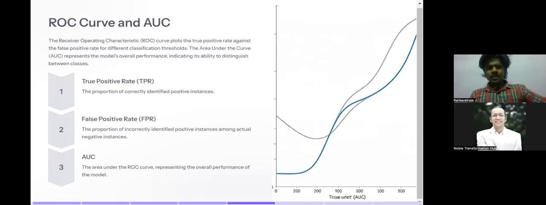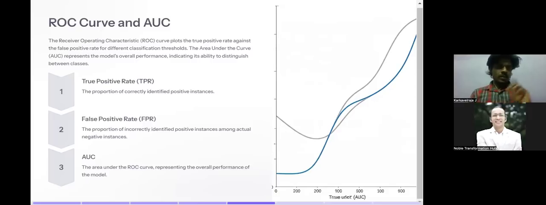First are the true positive rate and the false positive rate, which are both very important for the receiver operating characteristic, that is the ROC curve. The true positive rate is the proportion of correctly identified positive instances. Like the example I always use: does the person have a heart disease or not. The positive case here is that the person doesn't have a heart disease, so that is the proportion of correctly identified positive instances, where our model correctly predicts that the person doesn't have a heart disease.